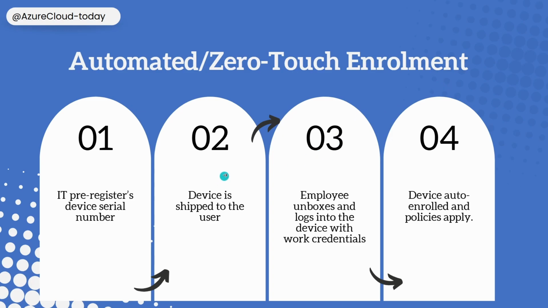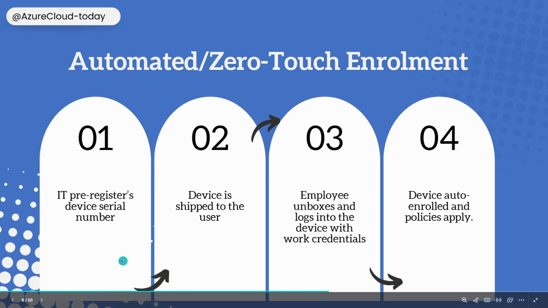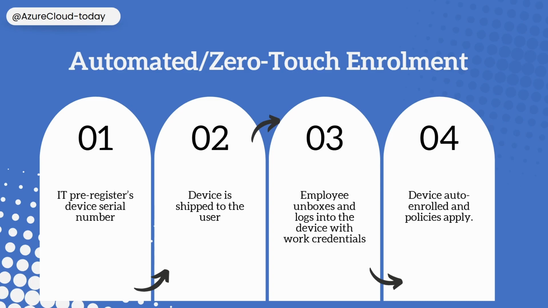With automated device enrollment, you pre-register the device serial number in Intune before the device even arrives. So basically, we buy it through a reseller, so we have that serial number already, and the shipping of the device is done.